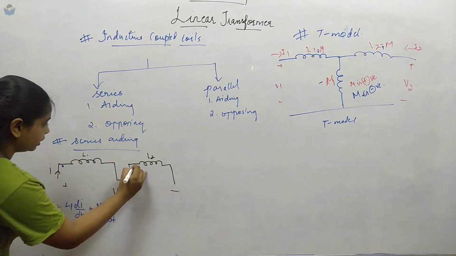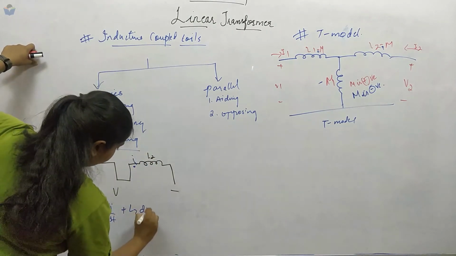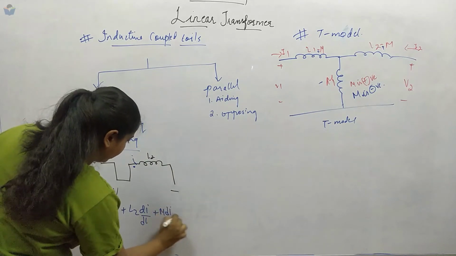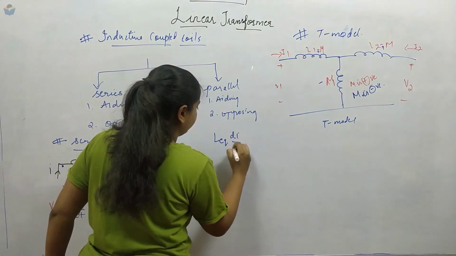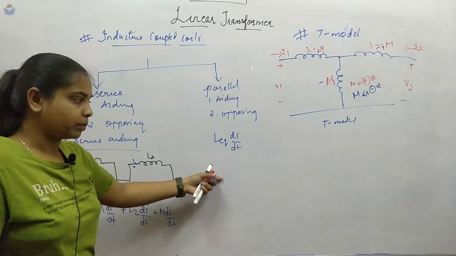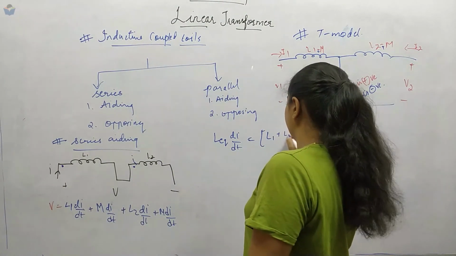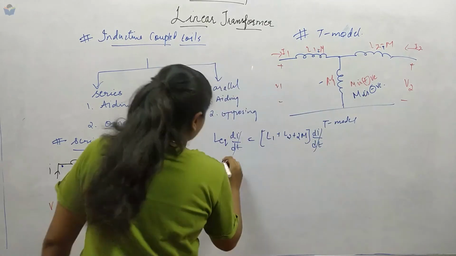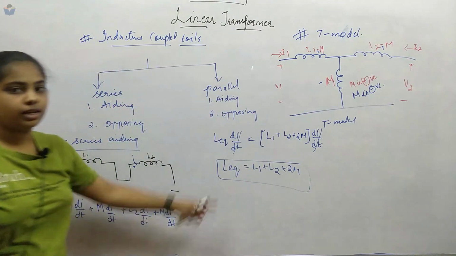The dot polarity will be over here, so both currents are entering. Here also it will be current I. Now coming to L2 di by dt, because of the first coil there will be a mutual effect in this as well, so this is M di by dt. This V I can write as L equivalent di by dt, since the voltage across an inductor is L di by dt. Taking di by dt as common, I get L1 plus L2 plus 2M times di by dt. The di by dt cancels and L equivalent will be L1 plus L2 plus 2M. This is for series aiding.